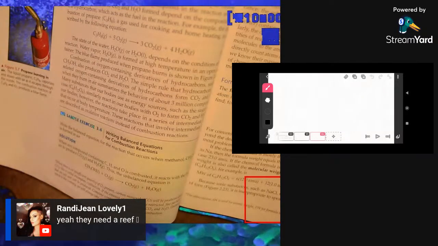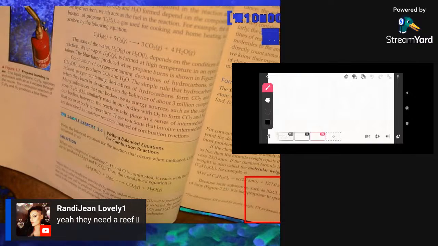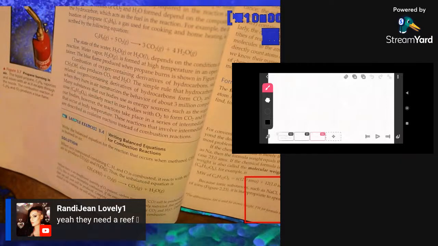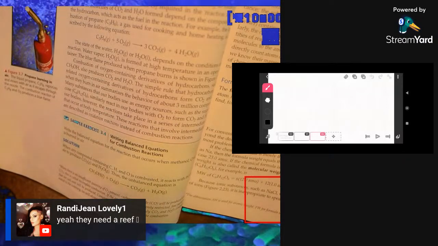Yeah, they need a reef. Just tell me how big of a tank, and then I'll start moving, and then I'll send you different tanks that you could order. Let me know if you want a glass one or an acrylic one. Probably a glass one so it doesn't scratch easy. So I'll send you links to a glass tank. I don't know, I was asking you.